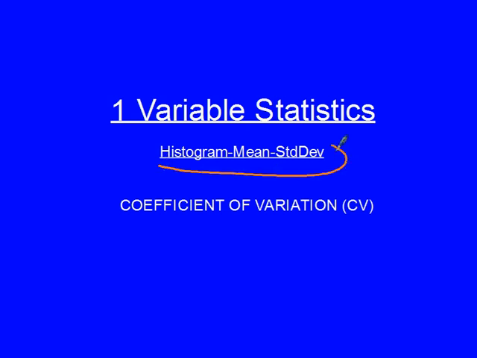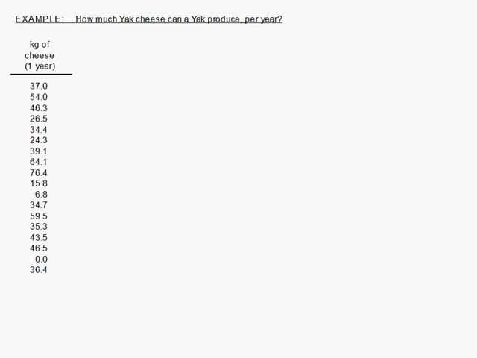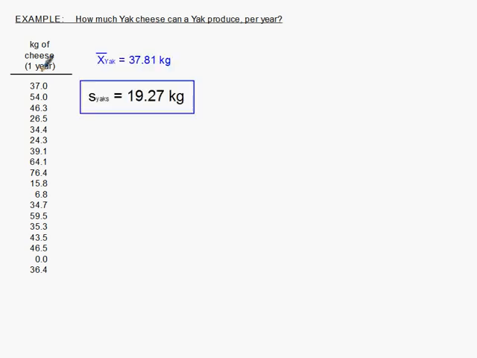Still talking about mean, histogram, standard deviation. There's this really cool measure called the coefficient of variation. Let's look at an example. Here we have our yaks that we've been using for the previous two videos. Right, we have our mean for our yaks. Right, we have our sample standard deviation. That's what we did in the last two videos.